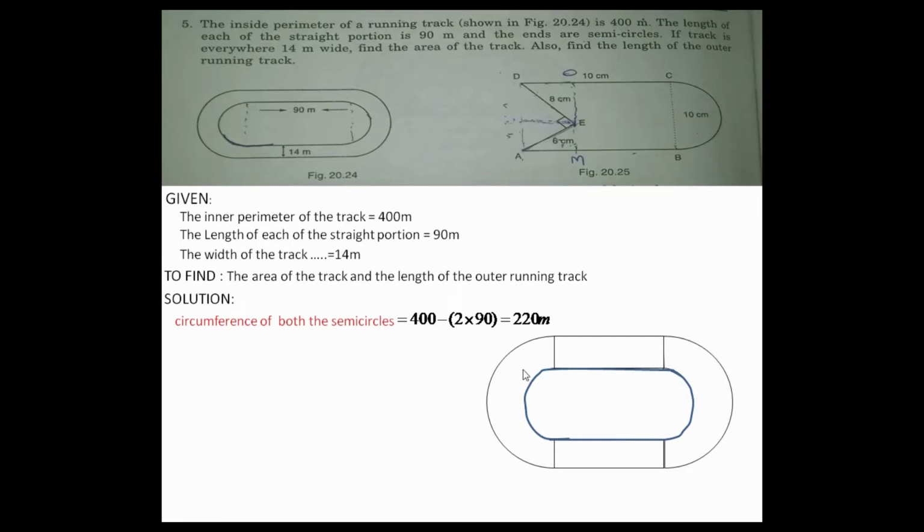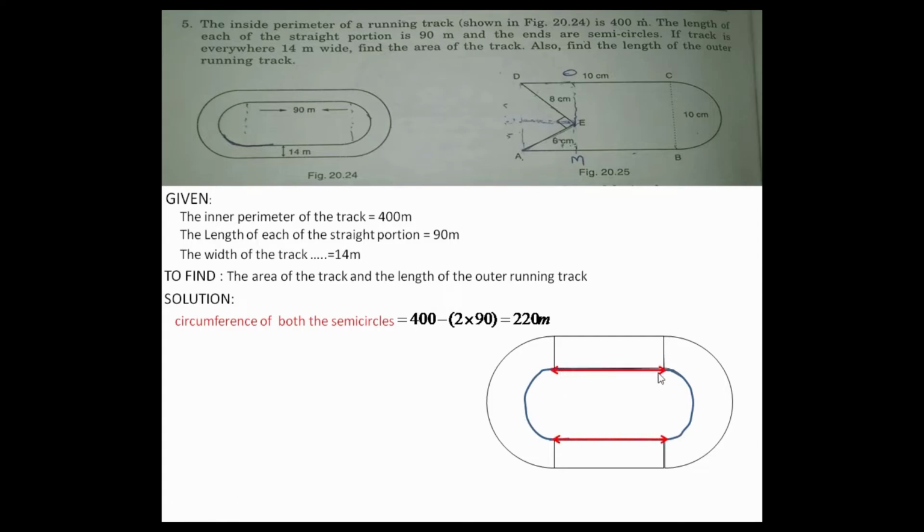For that, first I have found the circumference of both the semicircles. From both the semicircles, I mean these inner semicircles. Now we are not focusing on these outer big semicircles. We are now focusing on the inner semicircles. Okay, so I have carried out the circumference of both the inner semicircles. Now how have I carried out the circumference? This 400 is the inner perimeter of the track. This is written in the question. This blue line is 400 meter.